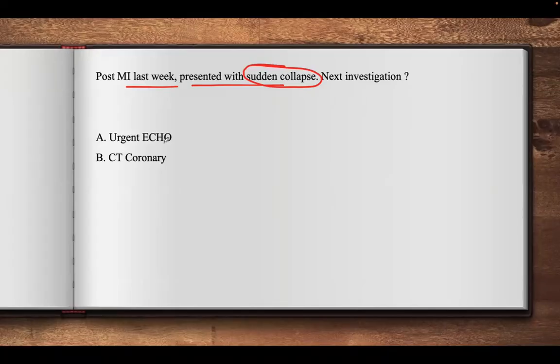So I agree they have the MI, but if you do the urgent echo, it can give you information about the valves, about the flow, about the ventricles, about everything else. So urgent echo will be most feasible in that case because of the inflammation and the complications post-MI.